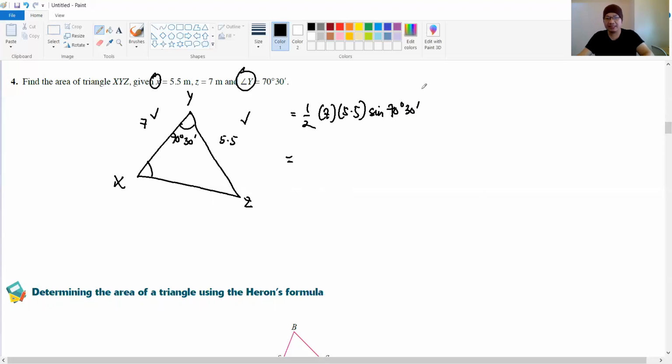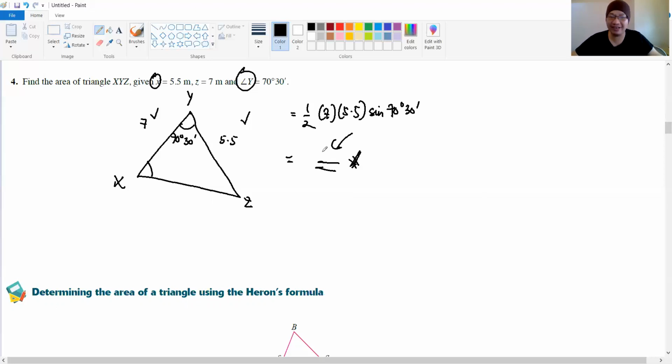How do we press the 30 minute? Make sure you press 70 and then you press the button comma. This is the button comma here. Press the button comma, it becomes 70 degree, and press 30 and then press the button comma again. So it becomes 30 minutes. All right, so we compute everything, then we are supposed to get the final answer. Okay, guys, please calculate this answer for me. Very straightforward for number 4.